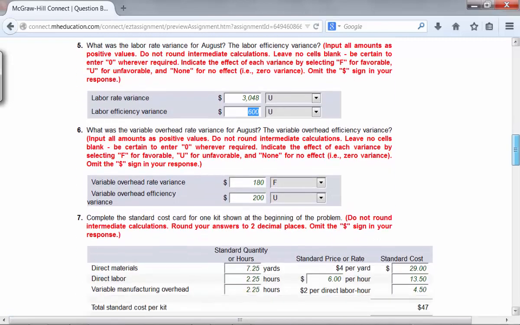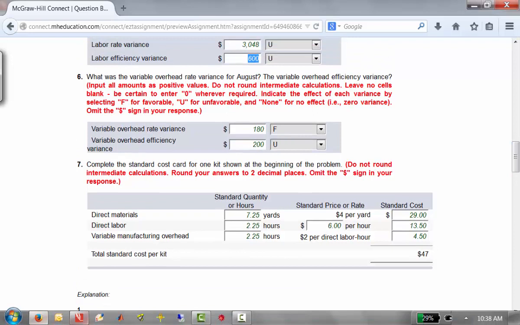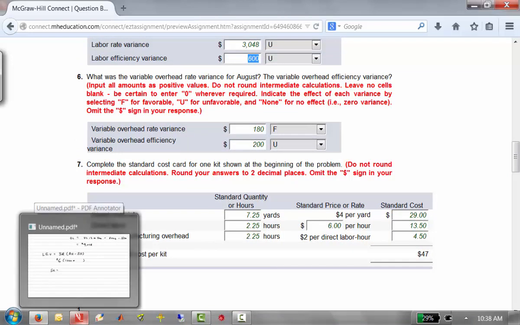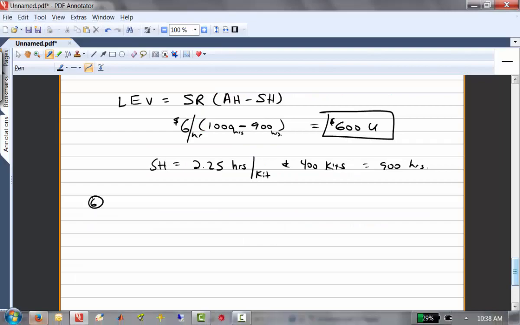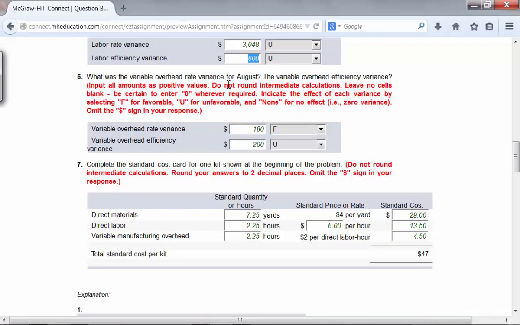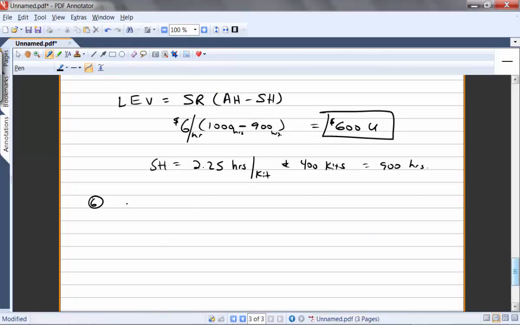Now, question 6, the final one. Well, then question 7, but we've already pretty much done question 7. It's just filling in that standard cost card. Question 6 asks, what was the variable overhead rate variance for August, and what was the variable overhead efficiency variance for August? So let's go ahead and do that.